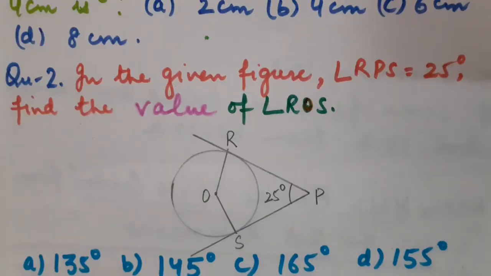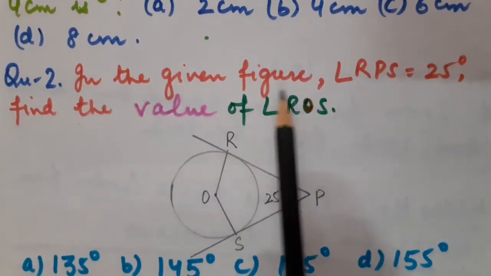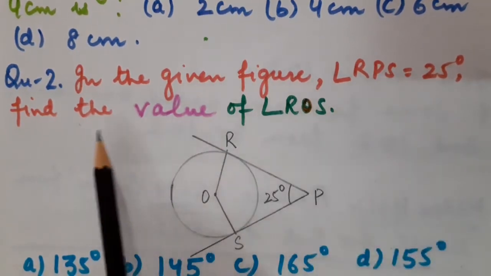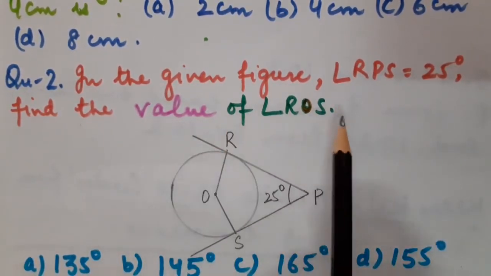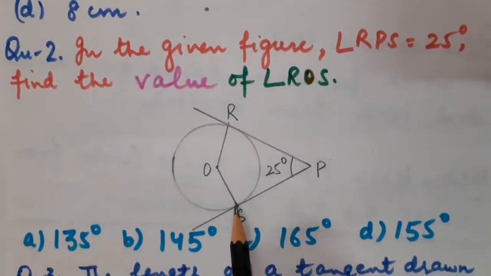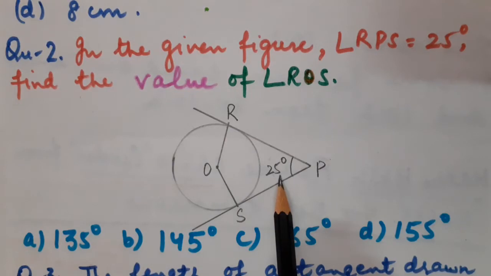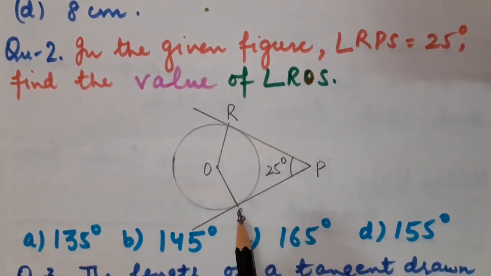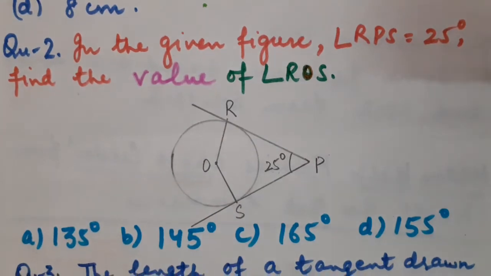Now children, here is our question number 2. In the given figure, angle RPS is equal to 25 degree. Find the value of ROS. Here is the diagram. You will be having RPS given, that is equal to 25 degree, and you have to calculate the value of ROS. Correct, children? We can solve this question in two ways.